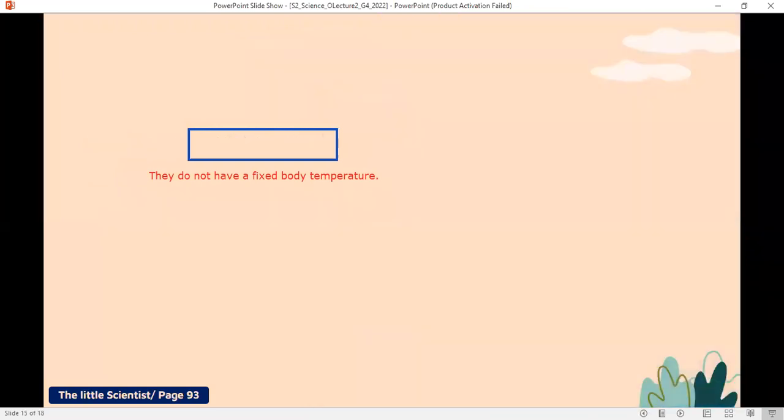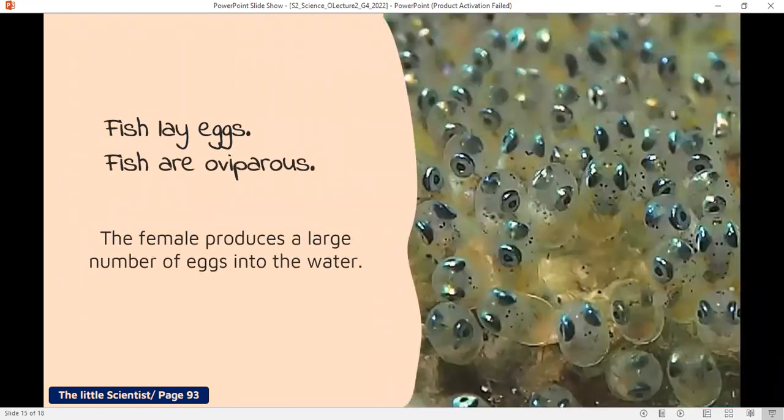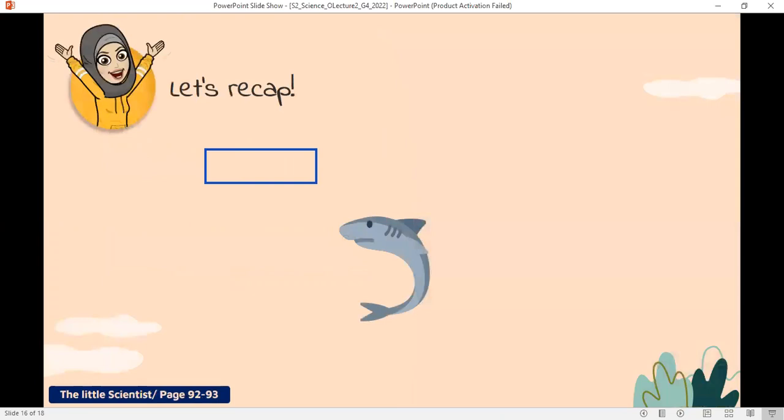Fish are living things, aren't they? This means that they reproduce. How do they reproduce? They lay eggs in water. The female lays eggs. For this reason, we call them or classify them as oviparous animals. An oviparous animal is an animal that lays eggs. So cold-blooded and oviparous are two new words for you.